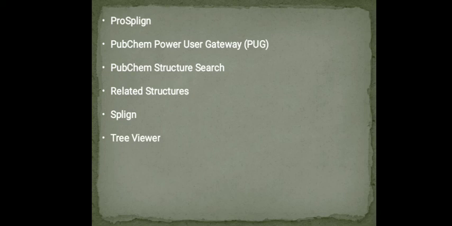TreeViewer. TreeViewer is a tool for creating and displaying phylogenetic tree data. TreeViewer enables analysis of your own sequence data and produces printable vector images as PDFs and can be embedded in a web page.